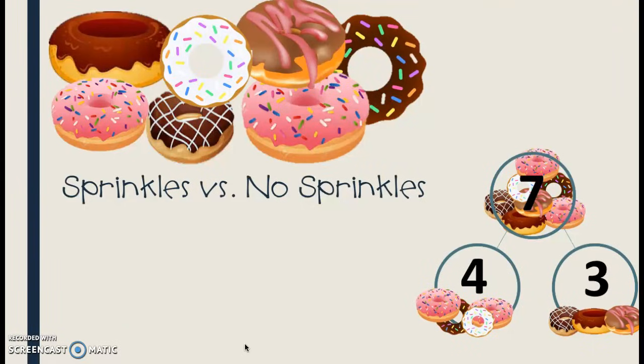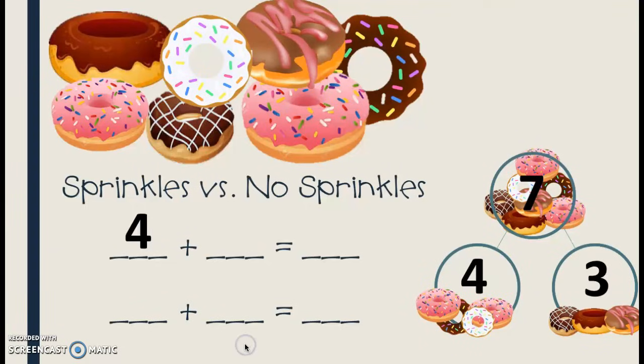Now I can also match up a number sentence to go along with that good number bond. I can say all the sprinkle donuts plus all of the non-sprinkle donuts equal the whole amount. So I could say 4 plus 3 equals 7, or I could just switch around those parts and say 3 plus 4 equals 7. Oh, well, this is a delicious math problem, right? Okay, let's try another one.